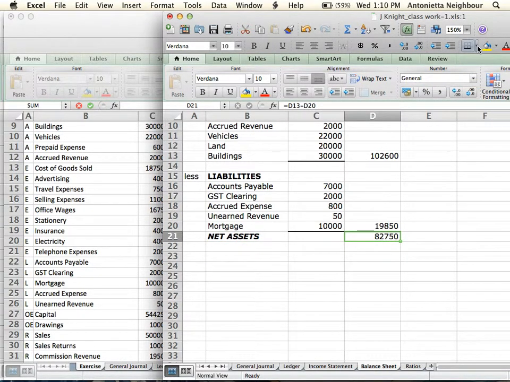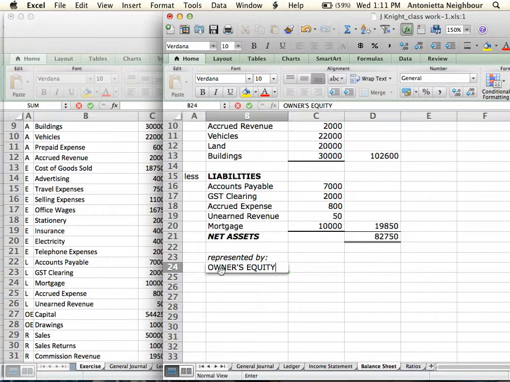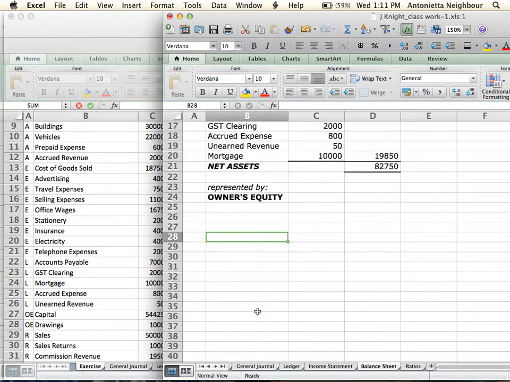And I'm going to double underline that because this is called a balance sheet, remember? And the reason why it balances is because A take L, in this case 82,750, should equal my owner's equity. So let's hope it does. Okay, leave a row blank and key in represented by, because that's going to be represented by my owner's equity. And this is always set out in the same way.